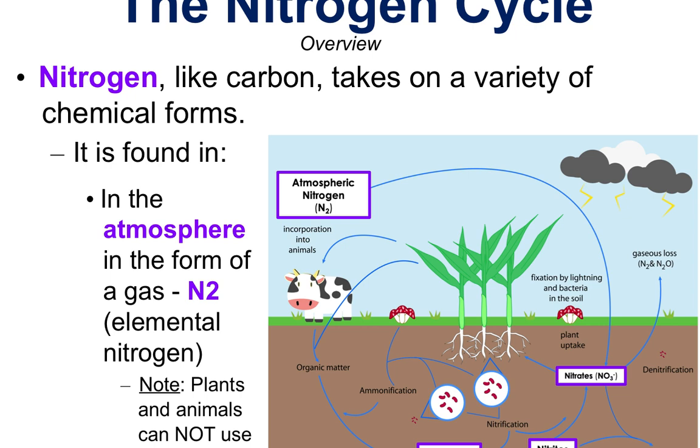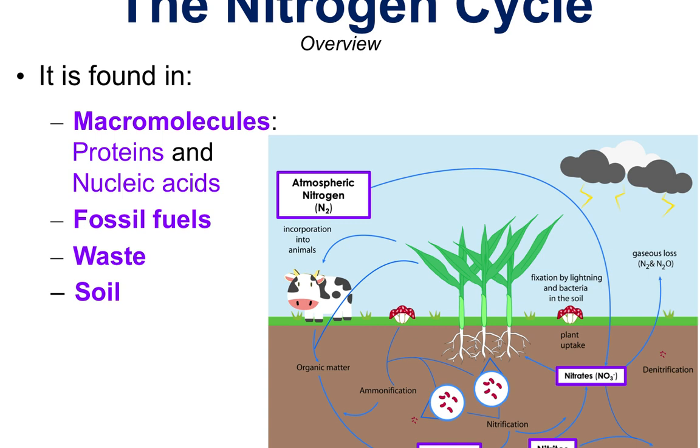The nitrogen cycle is one of the most important things, and it's oftentimes what I find most difficult for students to learn. Like carbon, nitrogen takes on a variety of different chemical forms. We can find it in the atmosphere, usually as N2 gas, that's two nitrogen atoms stuck together. We call that elemental nitrogen, or diatomic nitrogen. Plants and animals cannot really use nitrogen in this form, and so other things have to happen in order for nitrogen to be useful for us. We can't really take it out of the atmosphere.